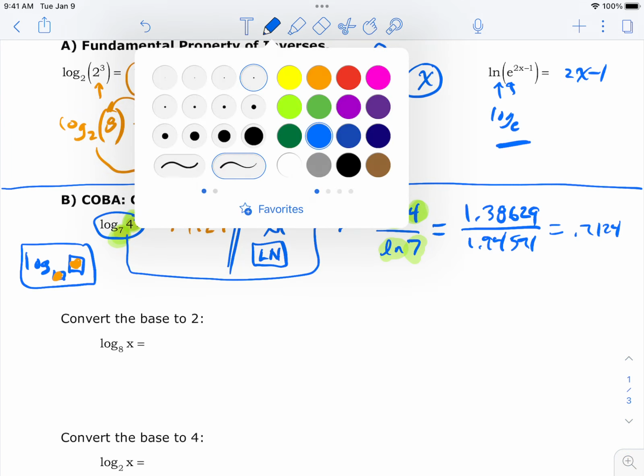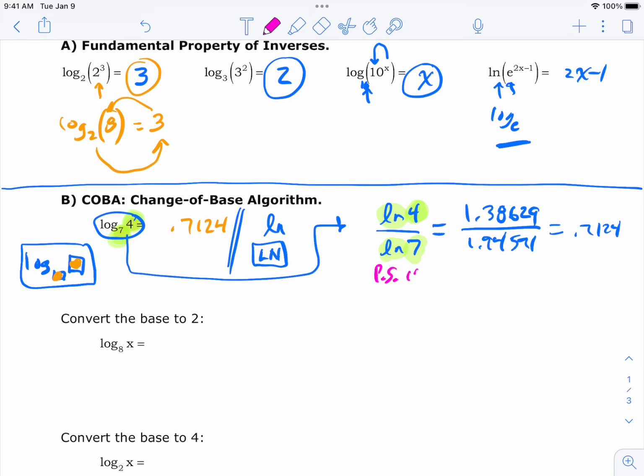P.S. New color. P.S. It works if you use the log, which is a log base 10, right? So your button on the calculator will just be a capital LOG, but what it means is a log base 10. In other words, I could take the log base 10 of 4 and divide it by the log base 10 of 7. You get completely different numbers, of course. What is the log base 10 of 4? I'm getting like 0.60206.